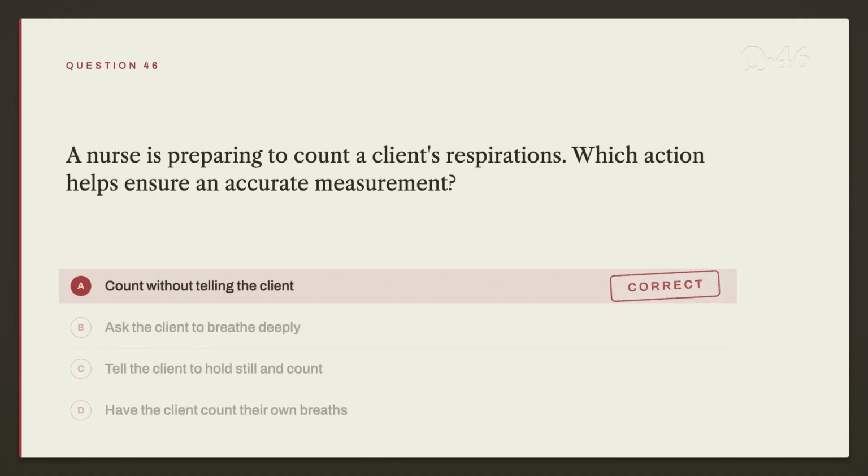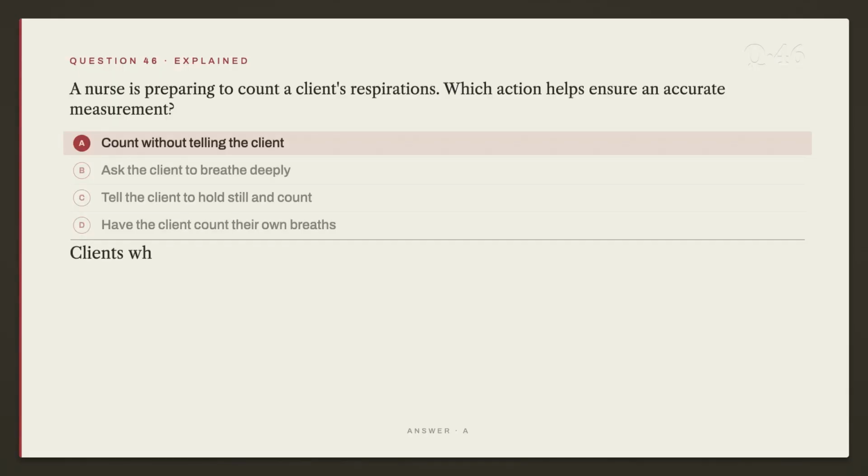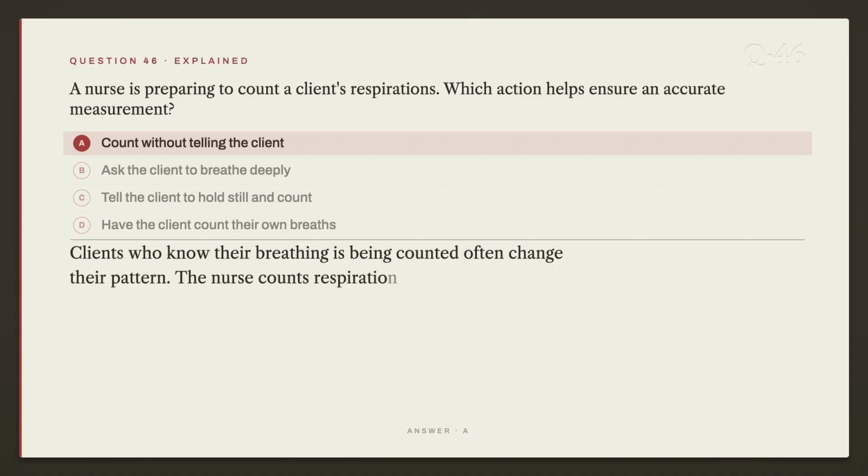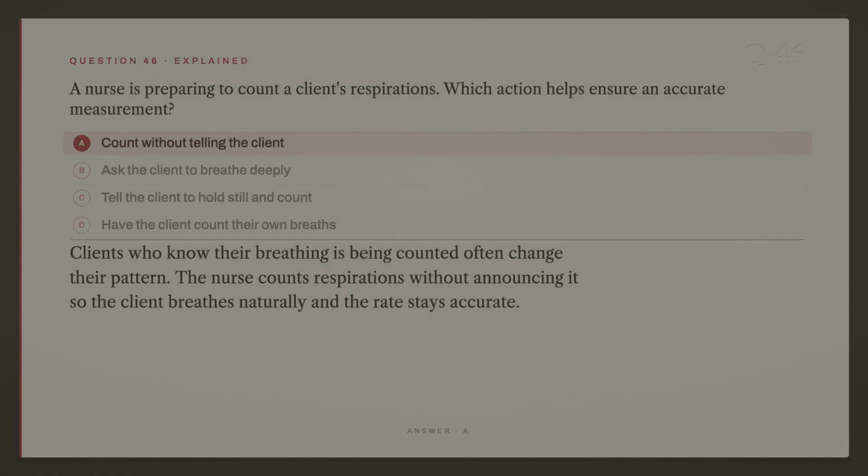The correct answer is A. Count without telling the client. A is correct because clients who know their breathing is being counted often change their pattern. The nurse counts respirations without announcing it, so the client breathes naturally and the rate stays accurate.